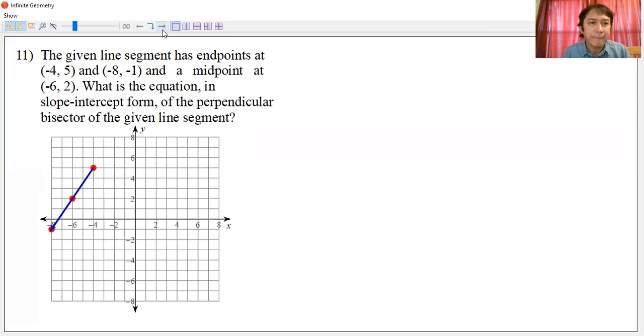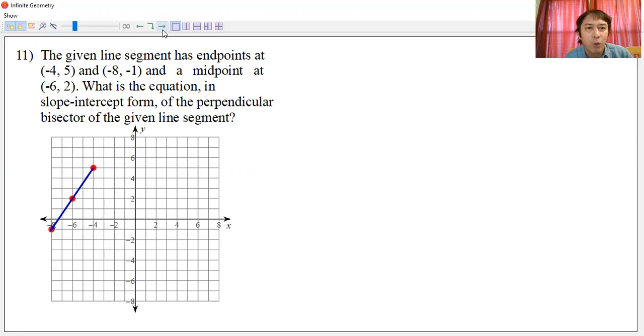Here's number 11. The given line segment has endpoints, the red points. Those points are (-4, 5) and (-8, -1). (-4, 5) is in the second quadrant, the upper red point, and the lowest red point is (-8, -1) in the third quadrant. We have another point, the midpoint at (-6, 2), also located in the second quadrant.